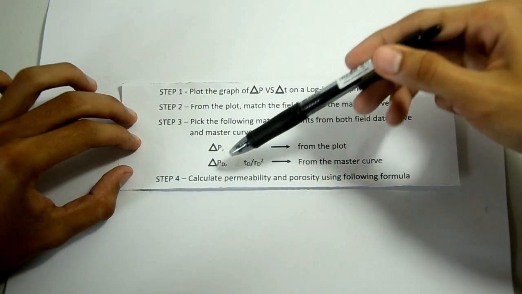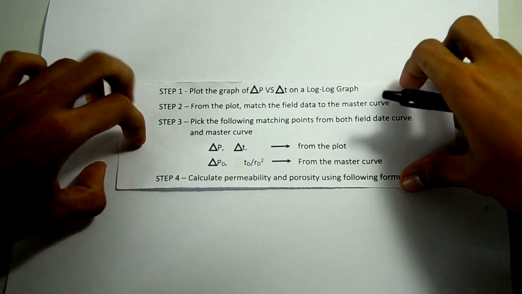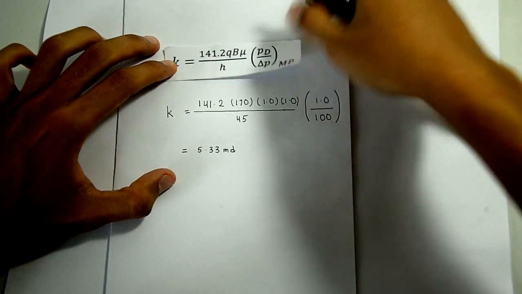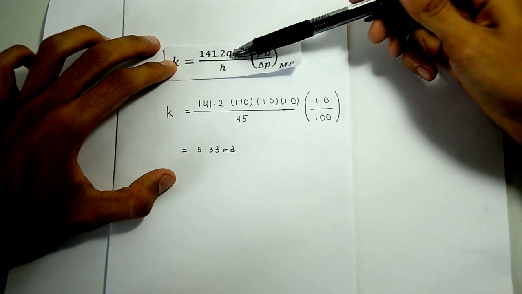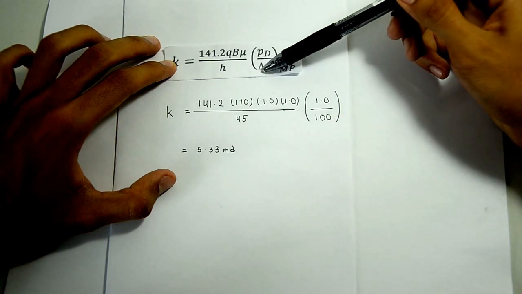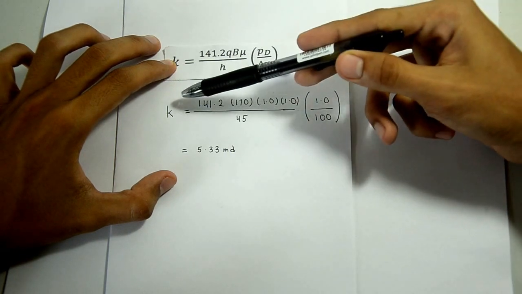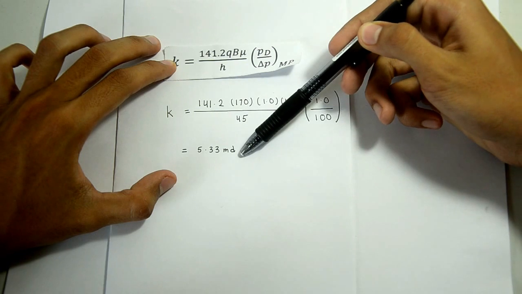Step 4. Calculate permeability and porosity using the following formulas. Using the given formula, we just have to key in all the values needed. For permeability, the formula is 141.2 times Q times B times mu over H times PD over delta P. When we key in all the values, we will get the value of permeability equal to 5.33 millidarcy.